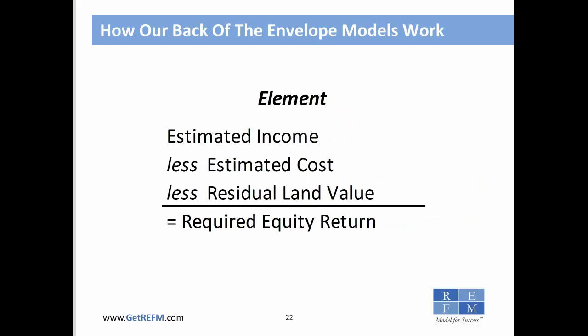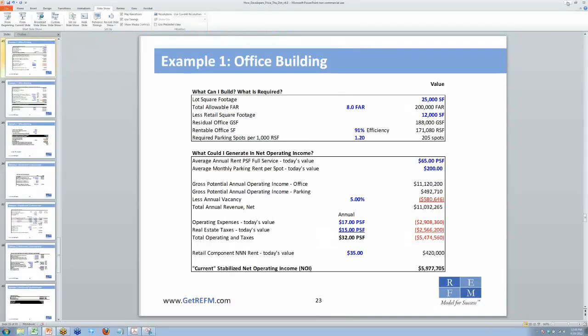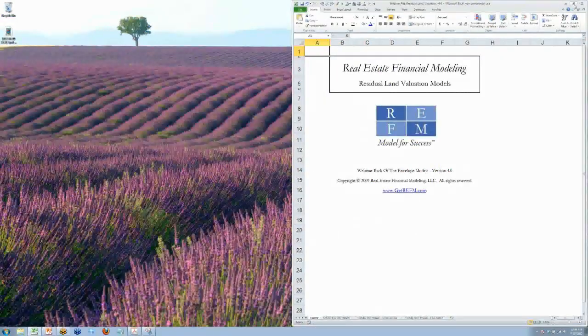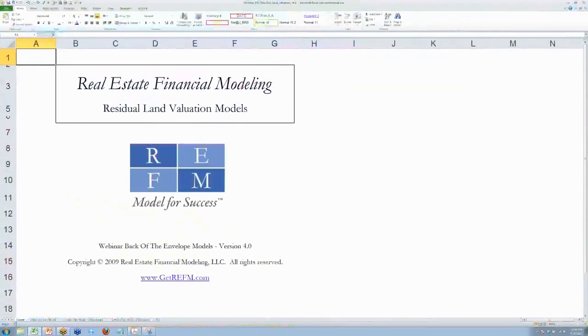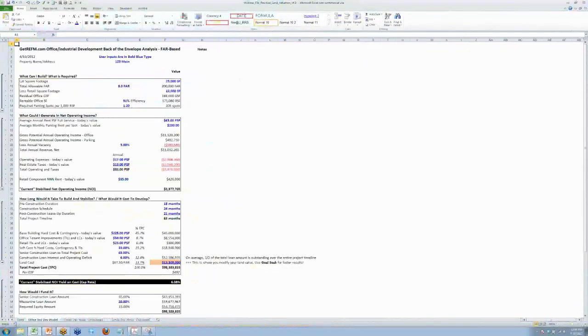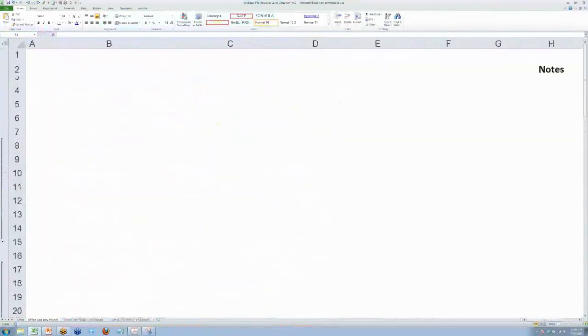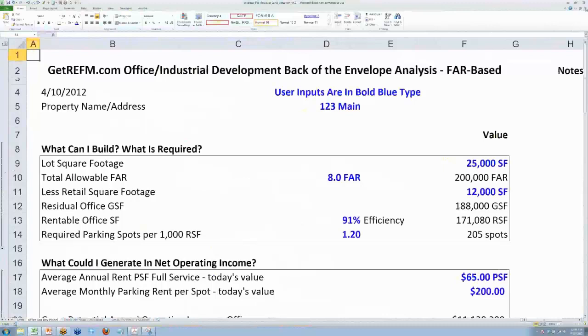And so this is what we're now going to take a look at in the Excel. And so we have in the slides here some examples, but let's just go ahead now and let's hop into the Excel and do some hands-on work. And so I'm going to zoom in here. I'm in the residual land valuation version 4.0, and I'm going to click to the first tab, which is office industrial development. And now I'm going to zoom in so that this is nice and readable for everybody.